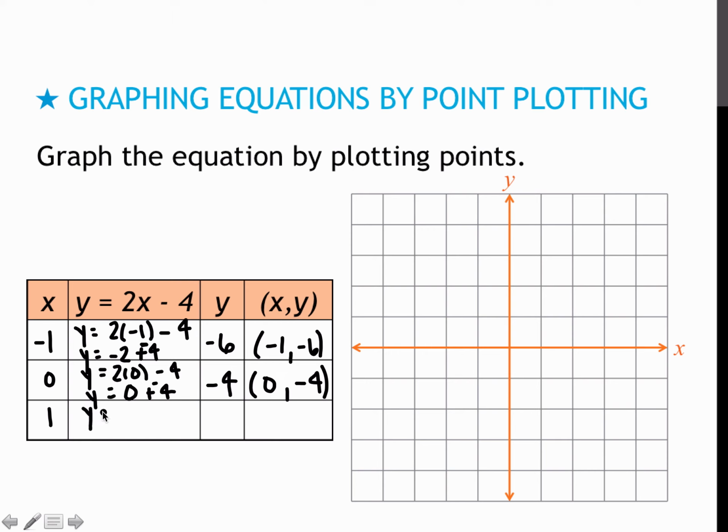And my last point, y equals 2 times 1 minus 4. 2 times 1 is 2, and 2 minus 4, again, I'm going to keep flip change, gives me negative 2. So 1, comma, negative 2. So I'm going to plot these points and hope they make a straight line. Negative 1, comma, negative 6 would be down here off of my graph because I ran out of room. 0, comma, negative 4 would be 0 right or left and 4 down. And 1, negative 2 would be 1 to the right and 2 down.